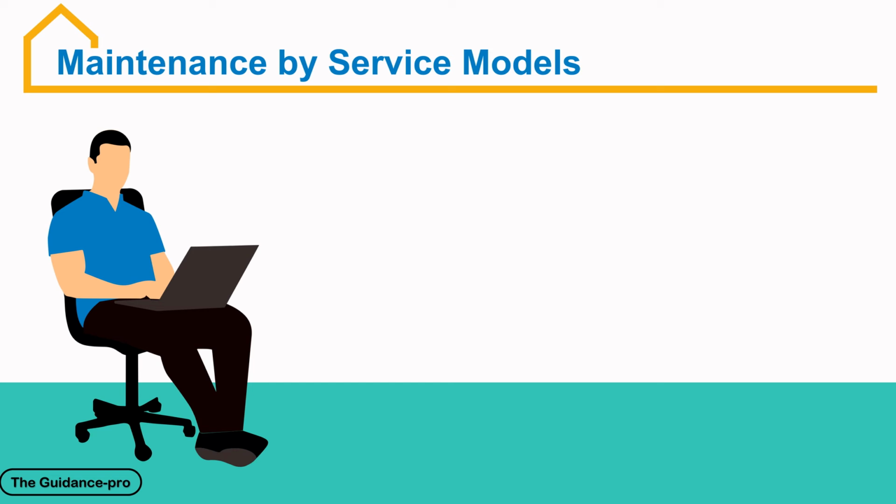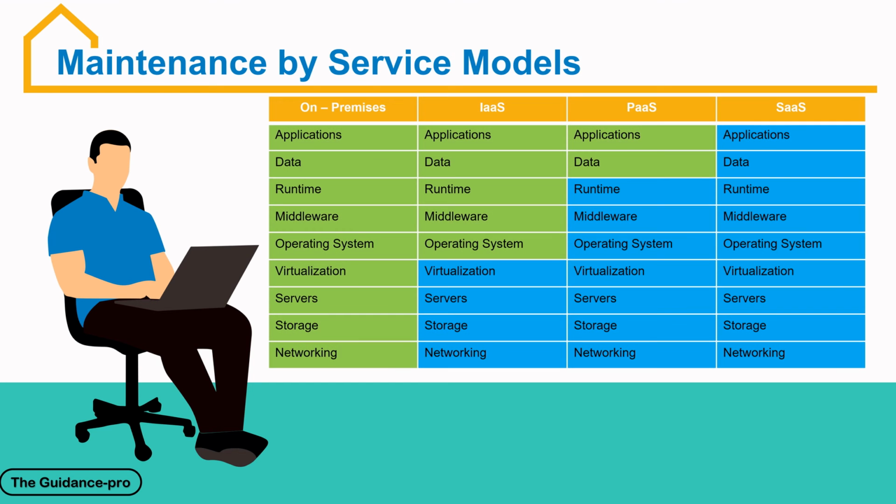Now let us understand the distinction between the on-premise model and the three different cloud service models offered by different service providers with respect to computing resource maintenance. In case of on-premise, all the resources have to be managed by yourself. On the other hand, the SaaS model, which is Software as a Service, is completely managed by the cloud service provider, with a slight differentiation of maintenance between the other two cloud service models, that is Infrastructure as a Service and Platform as a Service.